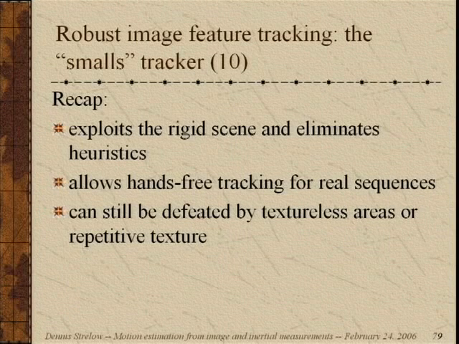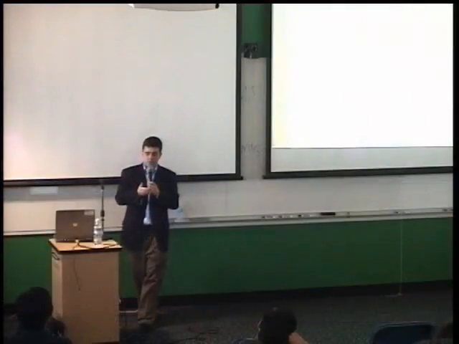Okay, just to recap, SMALS is a revisitation of the long-term tracking problem. It exploits the rigid scene assumption, meaning that we intend it specifically for 6-DoF motion. It eliminates the heuristics that limit Lucas-Kanade's application to a lot of real sequences. It allows hands-free tracking for real sequences. For example, at Honeywell, if we're writing a proposal, someone can just hand me a sequence from Honeywell's new vehicle, and a lot of times it just generates the right tracking without any tweaking or manual correction from me. But it can still be defeated by textureless areas or repetitive textures like this ceiling grate, and I'll show you some examples of that.